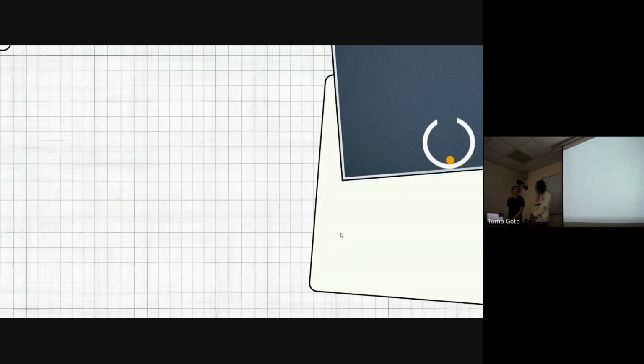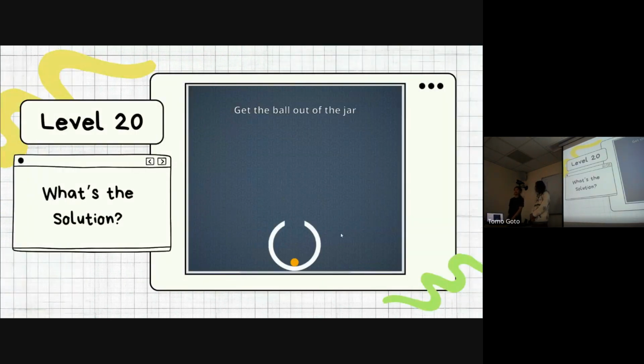And the next one, we can also let you guys try out level 20. Can anyone raise your hand if you want to try? Don't be shy, guys. Okay, Professor here. Or how about Professor Hashimoto? Yeah, of course.